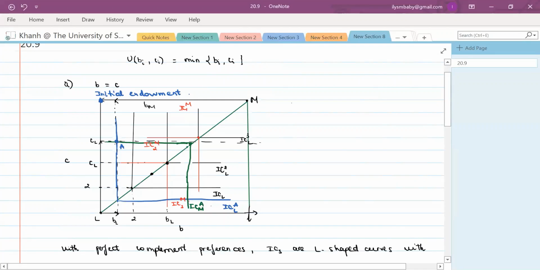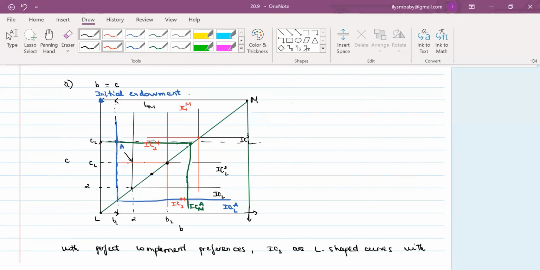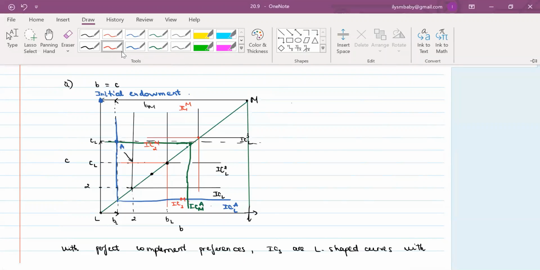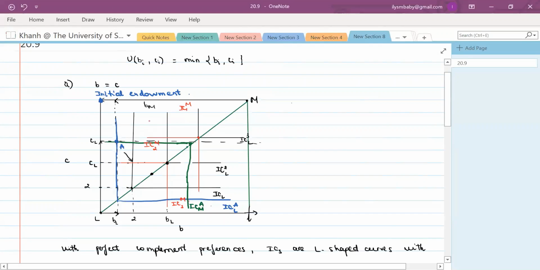Okay, so for example, if they trade to point A and they keep trading until they reach a point over here, for example, lying on the line where BL equals CL, then if I want to draw the indifference curve corresponding to this, I'm just going to use the red color. This is going to be the indifference curve that goes through this point for Ling. So this is the IC for Ling at this point B.